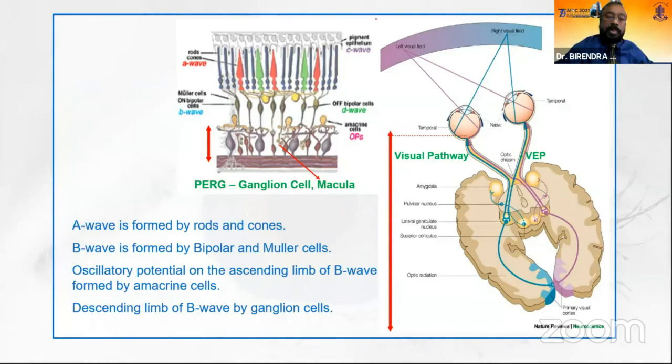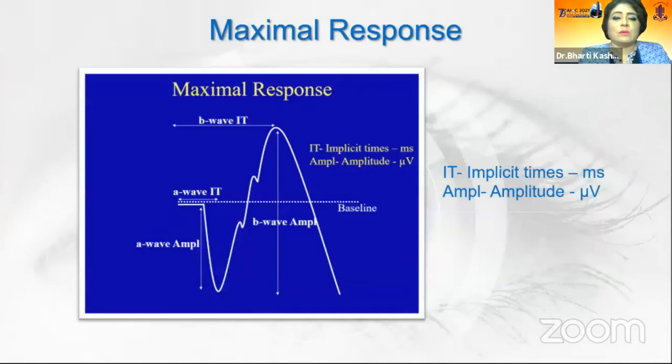Now, the A wave of ERG is a negative wave. It is formed by rods and cones. B wave is the positive wave. It is formed by bipolar and Muller cells. The oscillatory potential on the ascending limb of the B wave is formed by amacrine cells, and the descending limb of the B wave is formed by ganglion cells.